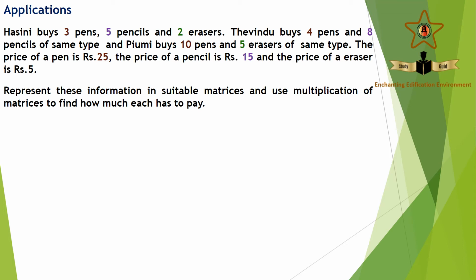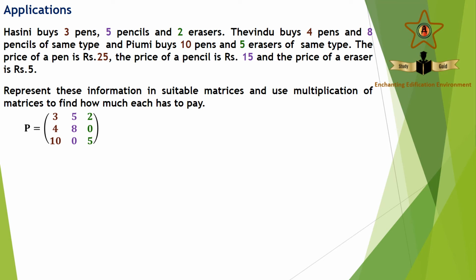So now first of all we have to represent the items bought by each child. That is given in this matrix P. Now we have to look into this matrix carefully. Each row contains the number of items bought by each child.